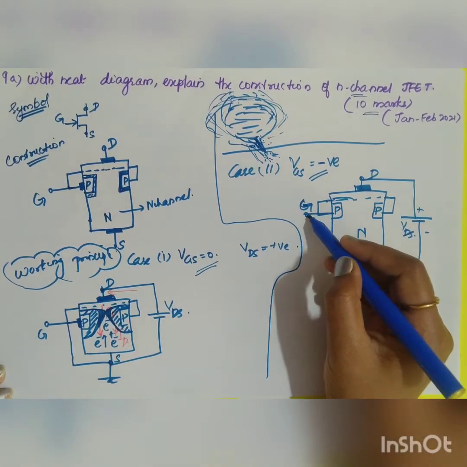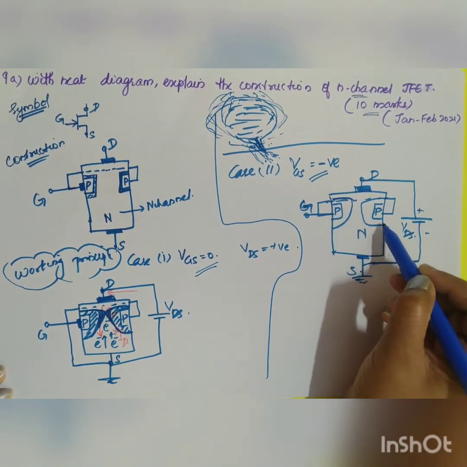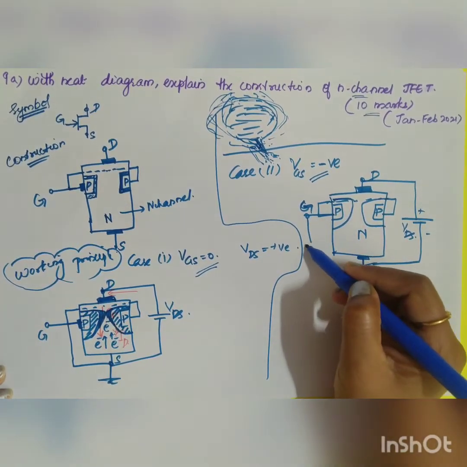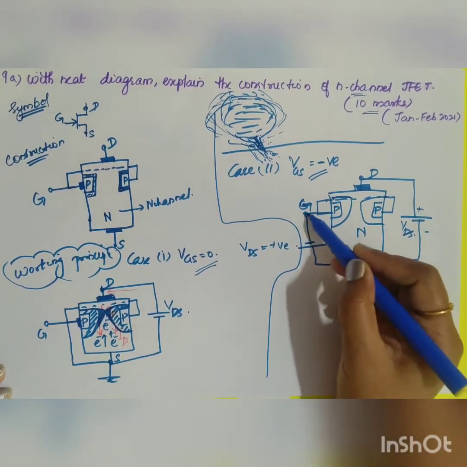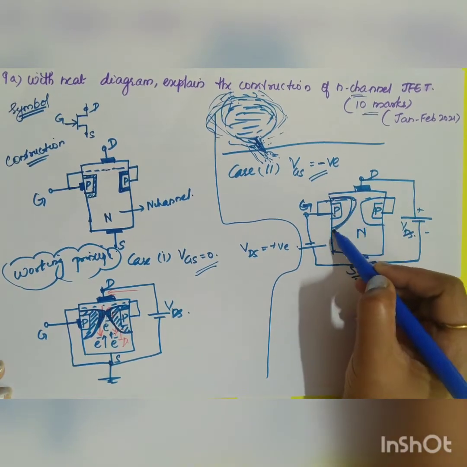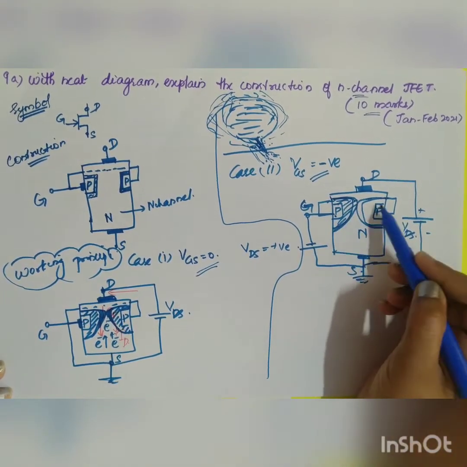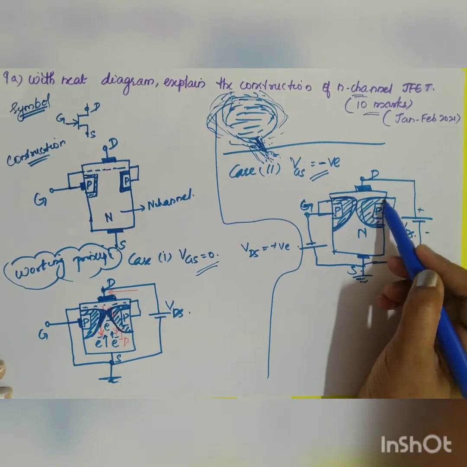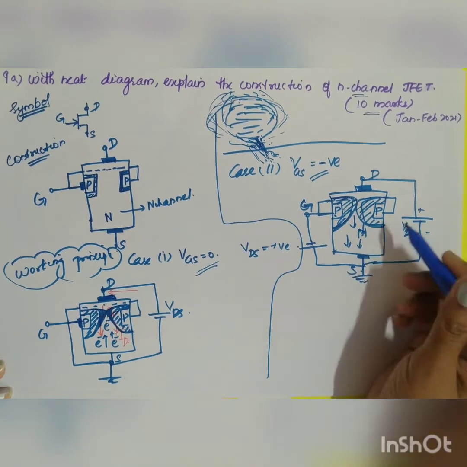Now what will happen when you apply VDS? Already your depletion layer width is increased. Now what will happen when you apply VGS, negative and positive? Here it is negative, here it is positive. Again there is reverse bias, right? So the speed of the depletion layer width increasing will be very much faster. So the current will get saturated in a much shorter amount of time, okay?